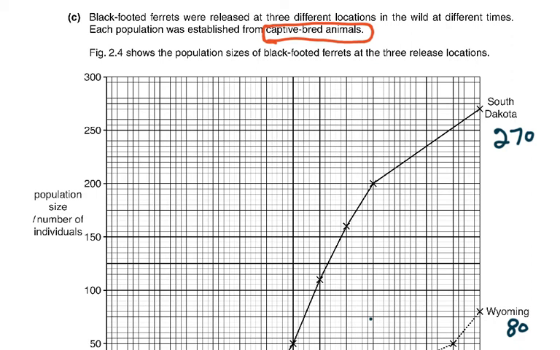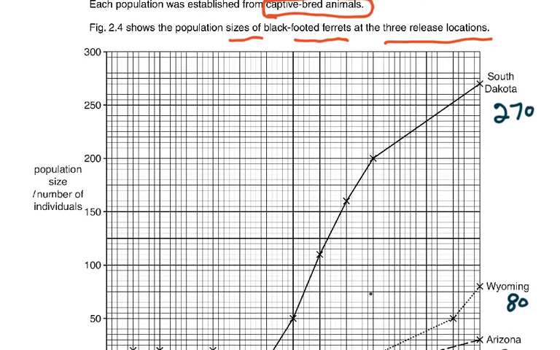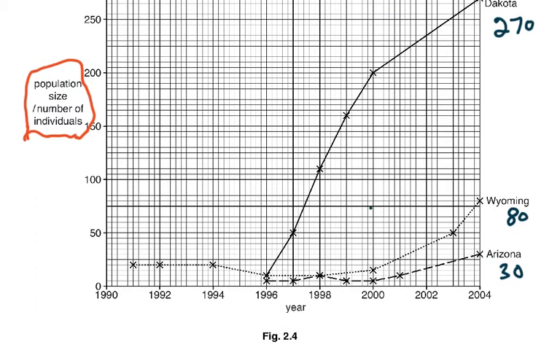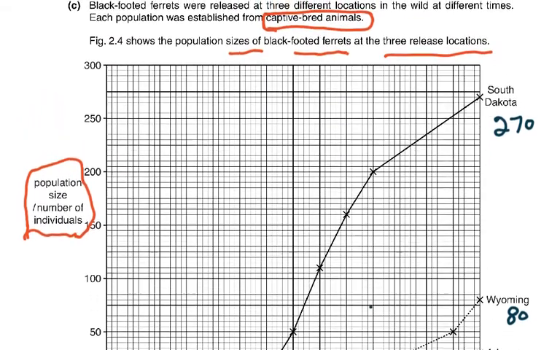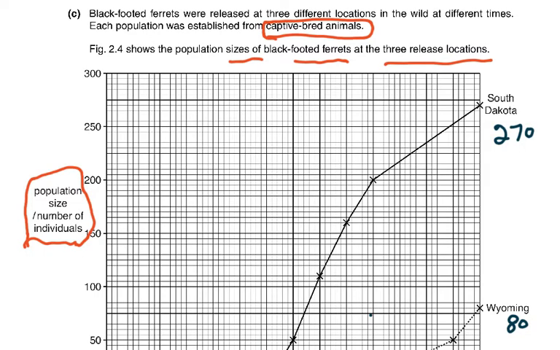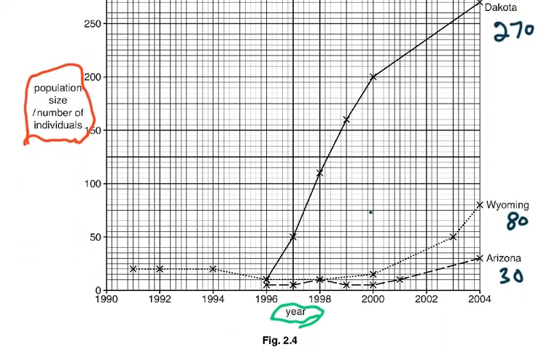Now, figure 2.4 shows the population sizes of black-footed ferrets at the three release locations. So you look at the graph very carefully and you write down the figures for it. So here we have the population size in number of individuals, and on the x-axis, what do we have? We have the year. So nothing very different or very weird. And the question is that they were released at three different locations, and each population was established from captive bred animals. Okay, so let's look at this now.